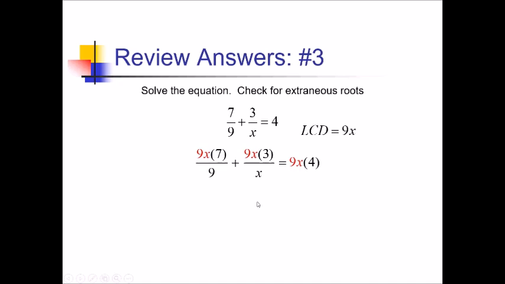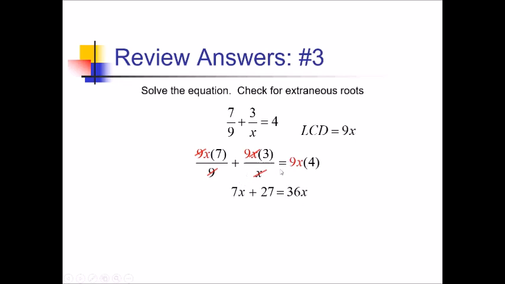Going through now and canceling some things out. These 9's are going to cancel there. In the second fraction, the x's are canceling. And now I'm just going to go through and clean things up a little bit. So in the first fraction, we just have a 7x left over. Next, we have a 9 and a 3, so that's 27 if I multiply those. And on the right side of the equation, this comes out to 36x.